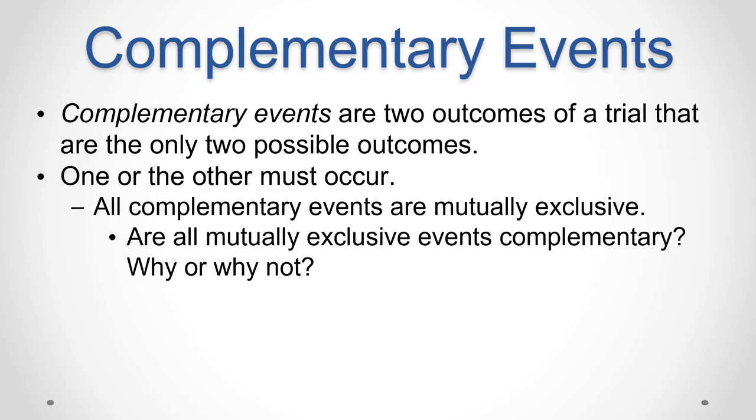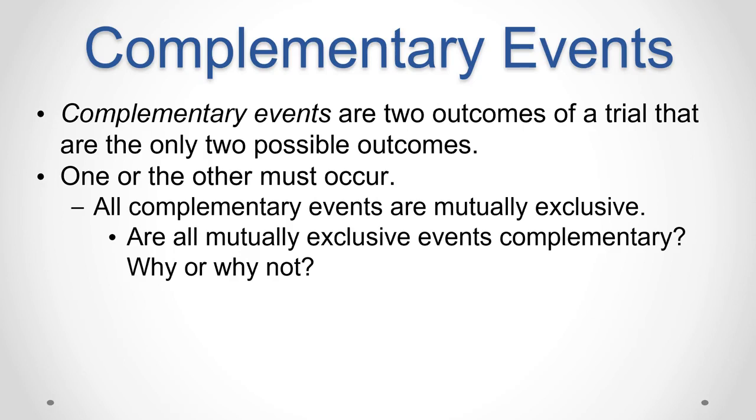One last type of events is complementary events. We introduced complements at the end of the first video lecture for Chapter 6. Complementary events are two outcomes of a trial that are the only two possible outcomes. Complementary events are usually mutually exclusive. They cannot happen at the same time.